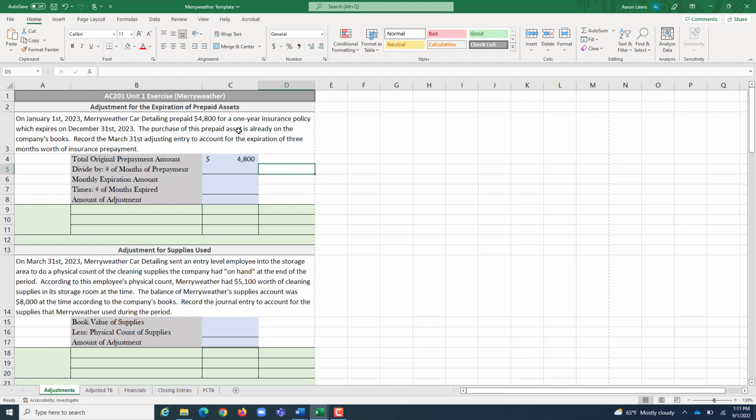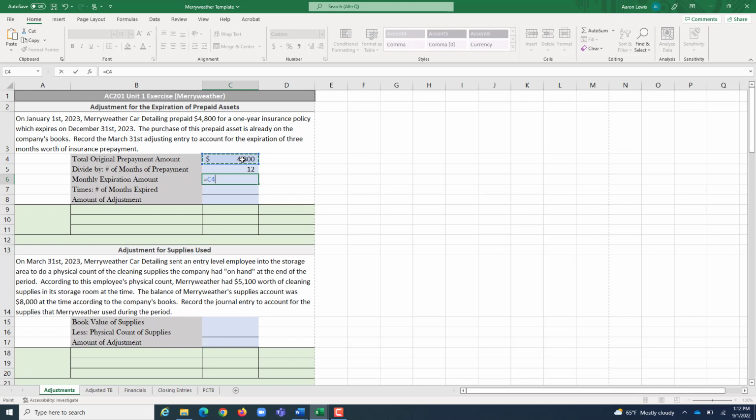This $4,800 was paid for a one-year insurance policy, so that's 12 months. Which means if we were going to remove this prepaid asset from our books and expense it at a straight line rate, if you will, at the same amount every single month, we should be expensing this prepayment for insurance at a rate of $400 per month. If we bought the policy on January 1st and we are adjusting on March 31st, all of January, February, and March have expired. Therefore, the number of months that have expired are going to be 3.